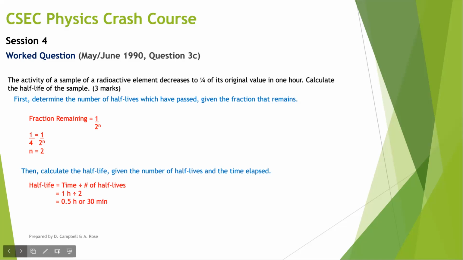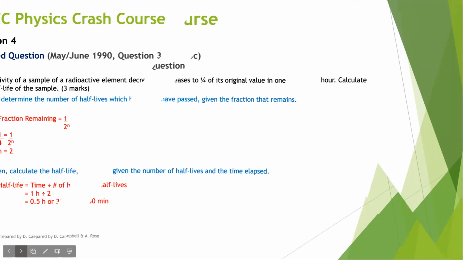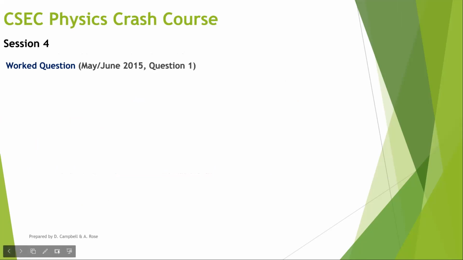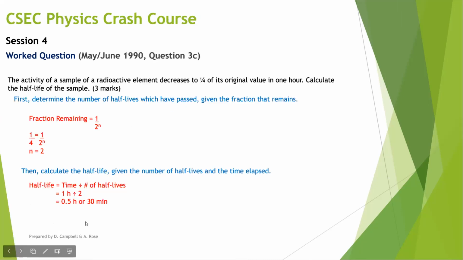which is the same as 30 minutes. You can also look at it from the standpoint that if we know that 2 half-lives have passed, then it means that 1 half-life would have taken place in 30 minutes, and the second half-life would have taken place in the other 30 minutes. So you could determine that the half-life would be 30 minutes based on that as well.